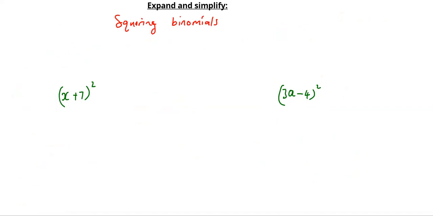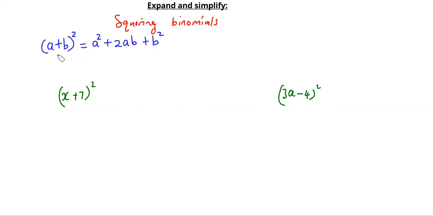Let me teach you the shortcut here. We don't need to expand like what we have done in the previous slide. Here we can just remember that if we have a plus b, and we square that, our answer should be equal to a squared plus 2ab plus b squared. That's what we need to understand.